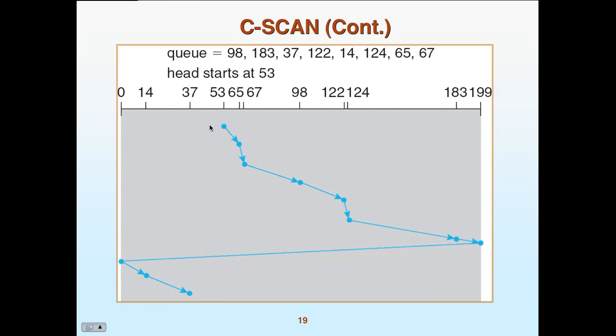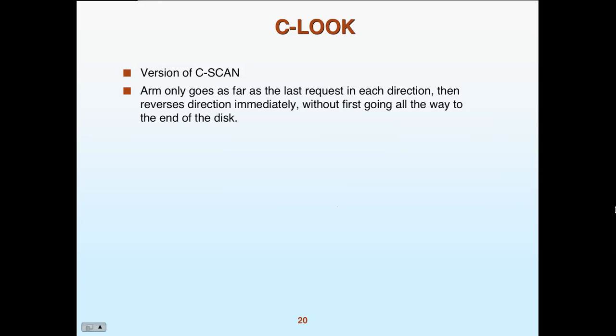Here's our C-scan. So what we did is we went one direction and we went all the way back, and then we went this way. And actually, in this particular case, this was helpful because we had this over here. I didn't need to pick up anything. It was faster to go back to the beginning and then pick up these two at the beginning. So that would be a C-scan, or a circular scan.